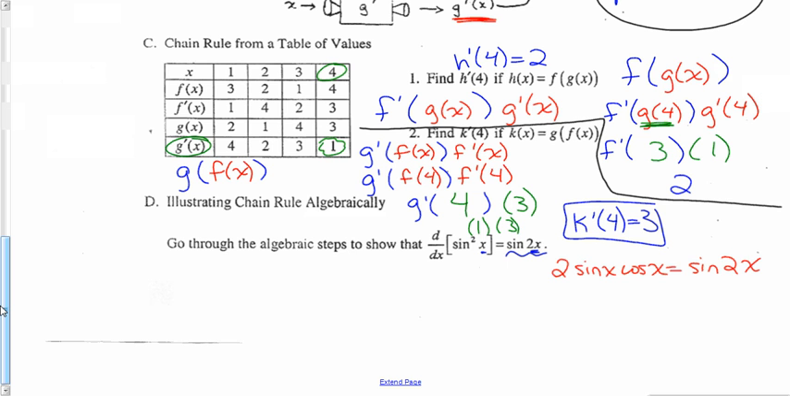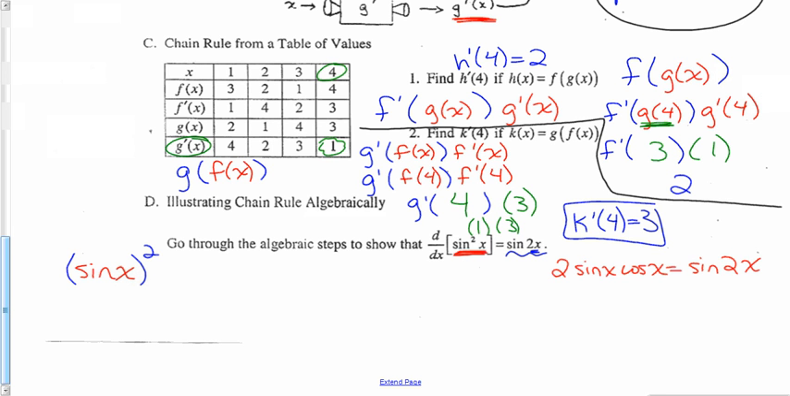So let's go ahead and work on finding this derivative. I need to find my outside and I need to find my inside. So when I first take x and plug it in here, the first thing I'm going to do to that is take the sine of it. So sine of x goes on the inside. And once I've gotten this value of sine of x, I'm then going to square it.